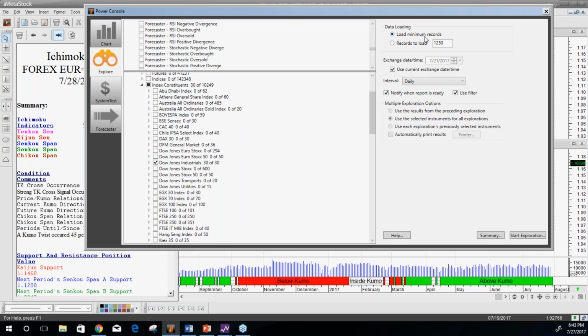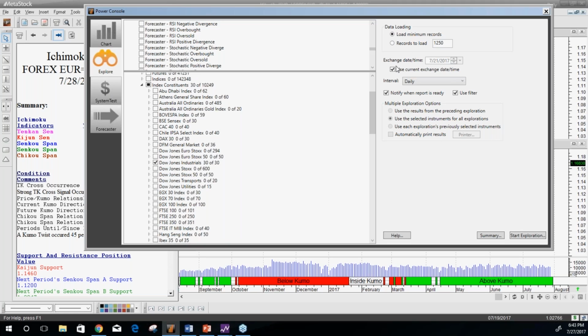This you can leave as load minimum. You don't need to load extra records to get this back. And I'm going to scan for today. Now this is important too. If you want to scan for a signal that happened 3 months ago or 6 months ago or 12 months ago, you can go in and see what was coming up on that scan and maybe use that as an educational process. Okay, this one had a long enter and was scored at 4 or 5.